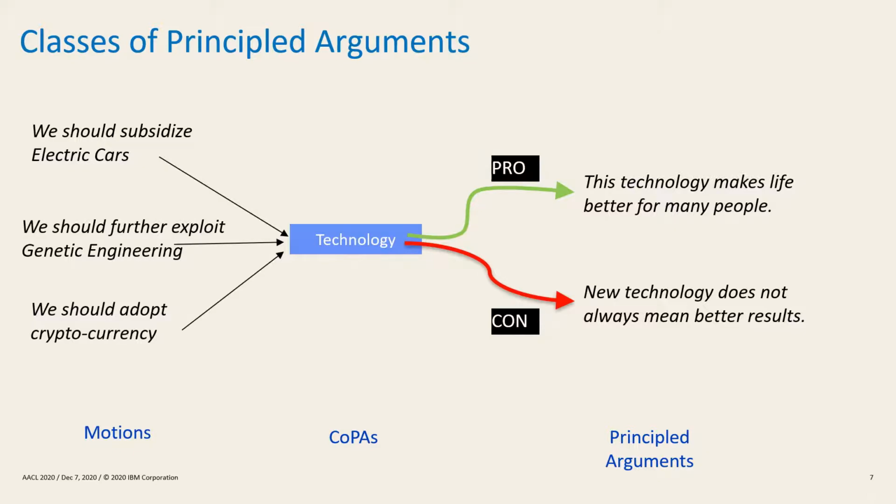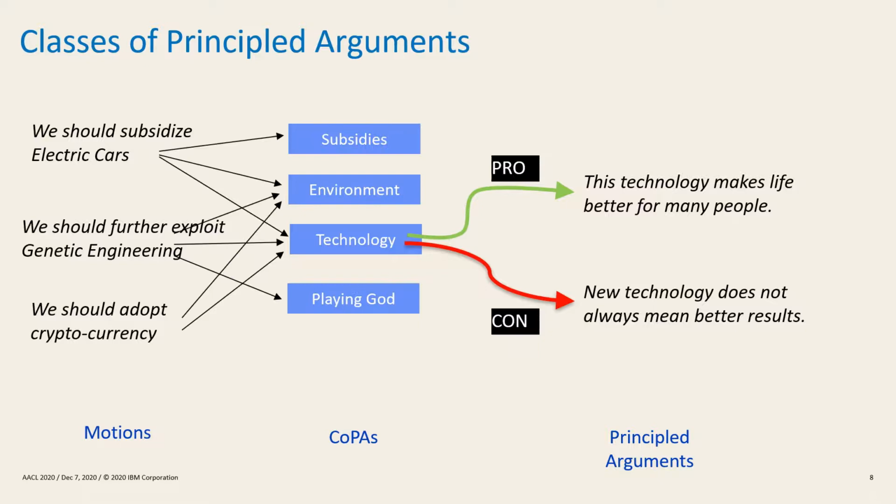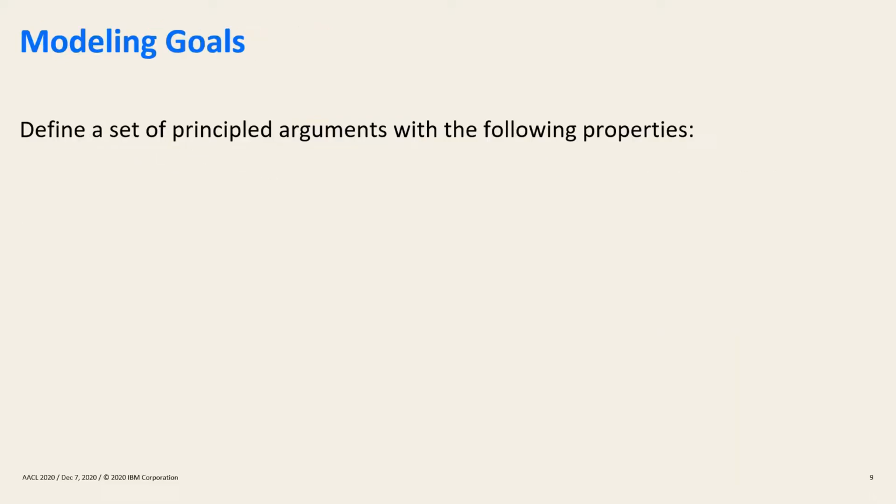So for example, we should subsidize electric cars, we should further exploit genetic engineering, we should adopt cryptocurrency, or one of the motions we've seen in the earlier slides. And we do this and define a set of such corpus, such classes. And for each such class, we write on the one hand the relevant text, and on the other we map motions to them. This defines our knowledge base and our training data.